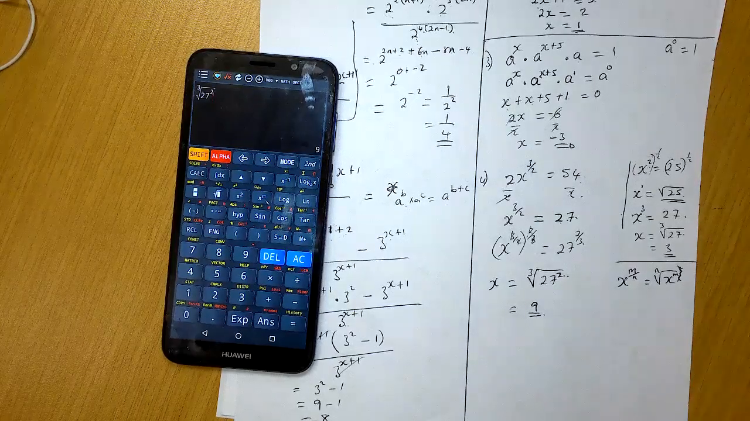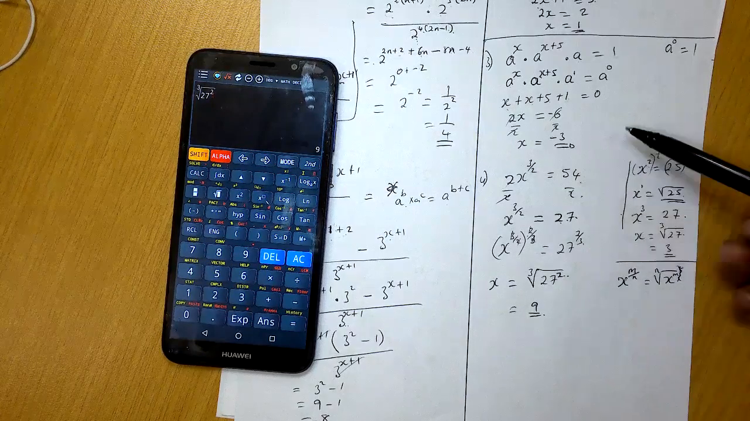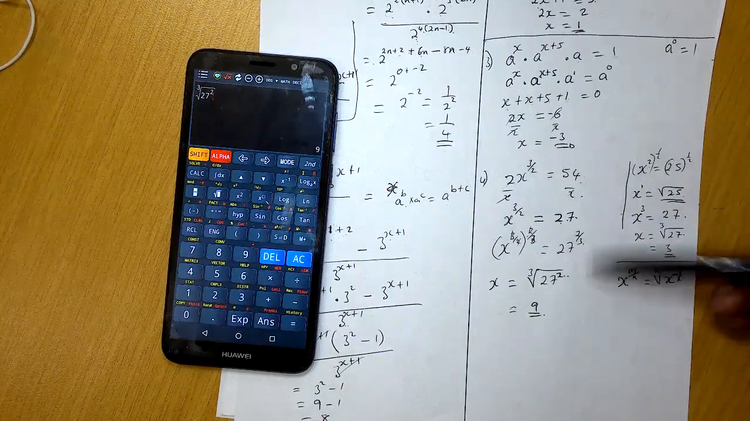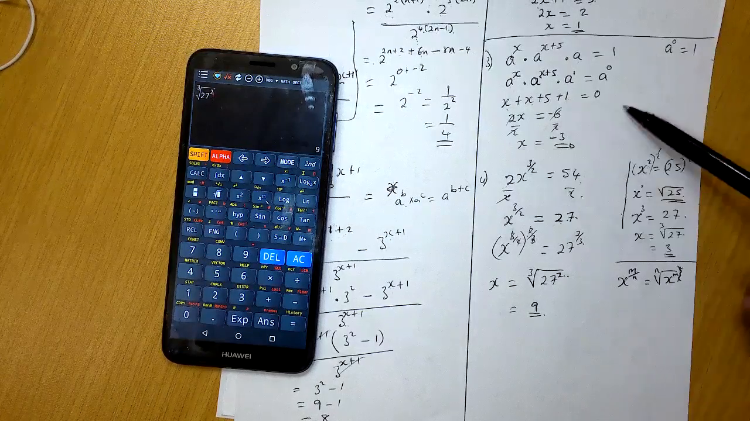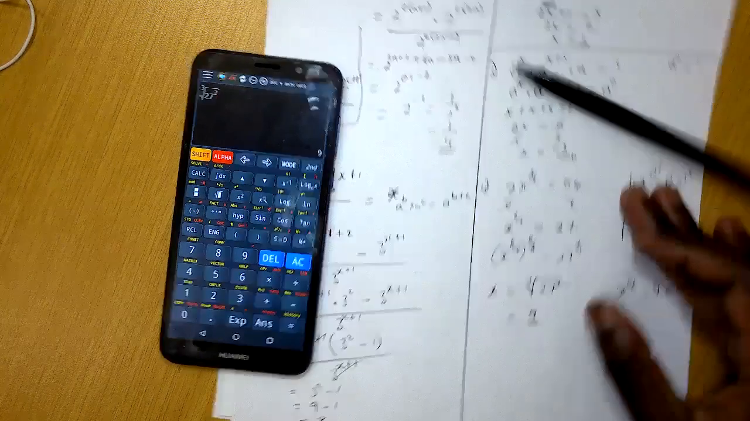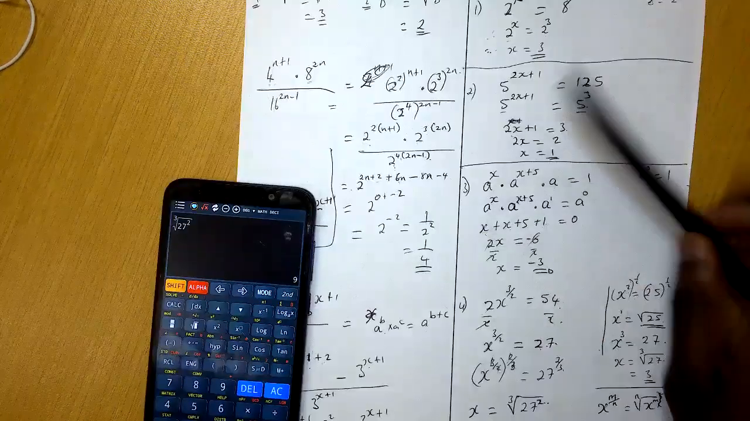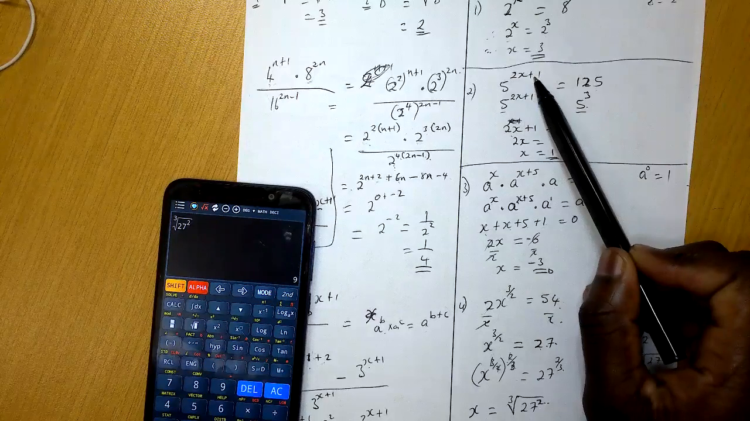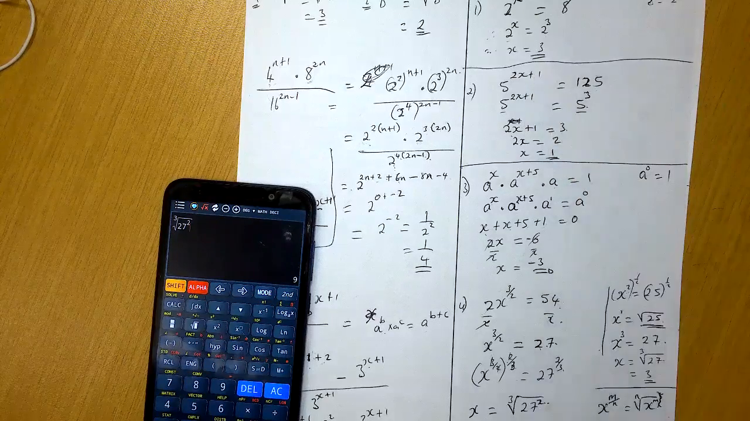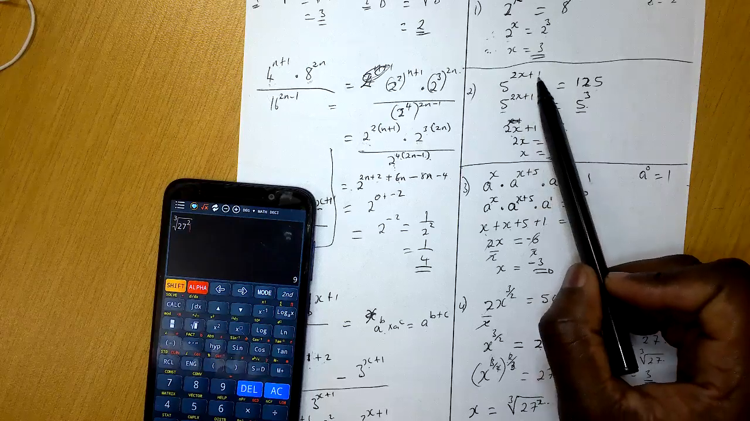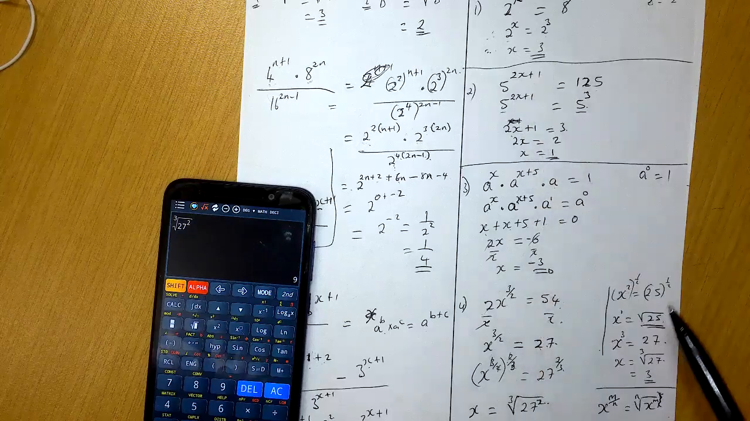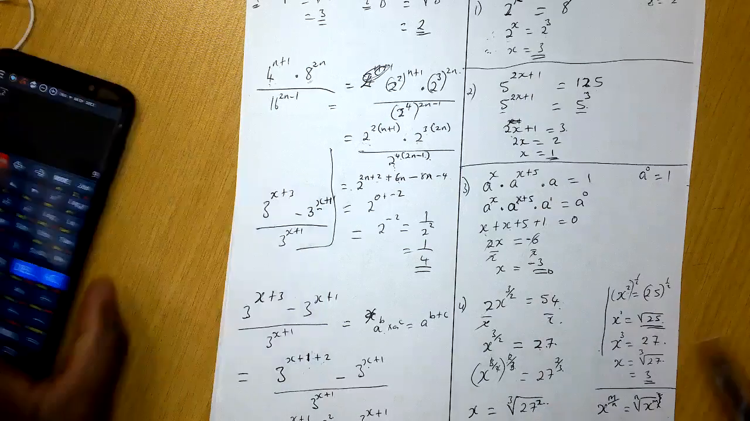So that's how you must solve these equations. You must always think of what should I do, what should happen, and being able to apply them even in reverse. In this case here, 5 to the power of 2x plus 1 is the same as 5 to the power of 2x times 5 to the power of 1. That's what it means there.